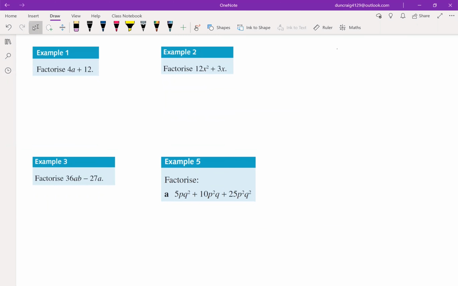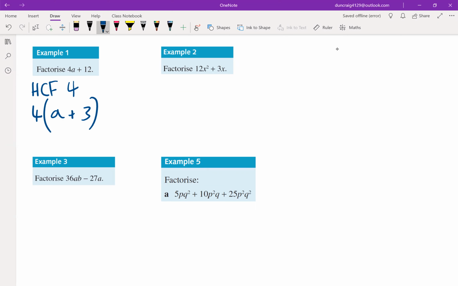In example 1 here, we've got factorize 4a plus 12. Essentially we want to look at the highest common factor of both 4a and 12, and that's just going to be 4. So 4 goes outside of the brackets. Then 4 times what is going to give me 4a? Well, 4 times a is 4a, and 4 times 3 is 12. Just as simple as that.